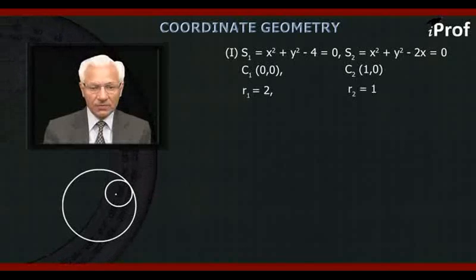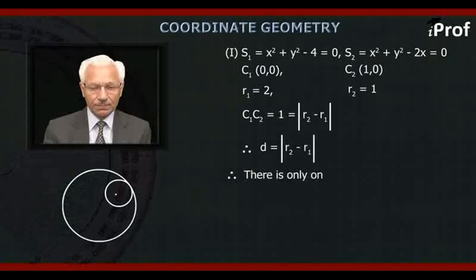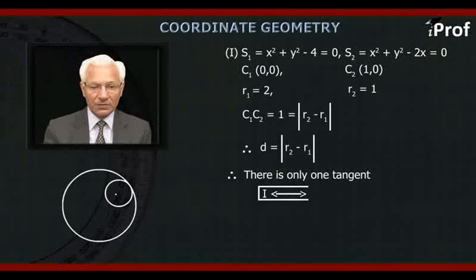The distance between the centers, that is C1, C2, is equal to 1, which is definitely equal to the modulus of R2 minus R1. So D is equal to, in this case, modulus of R2 minus R1. Hence, there is only one common tangent and 1 therefore is matched to answer D.